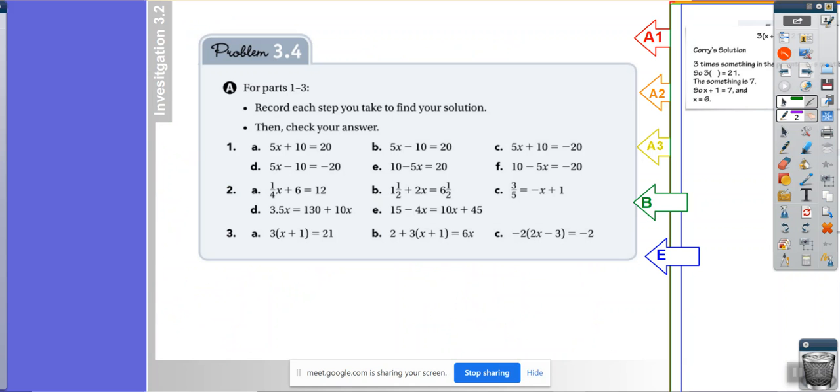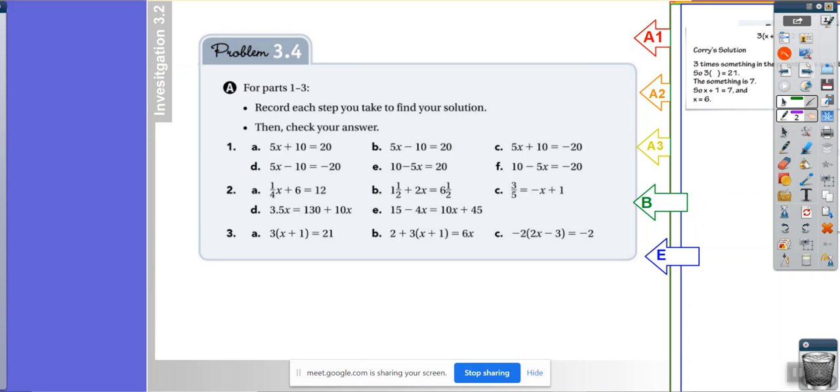All right. So here is the investigation for today. For part A, you have parts 1 through 3. All you're doing are train tracks. That's it. This is really an investigation about repetition and practice using train tracks. That's all we're doing today.